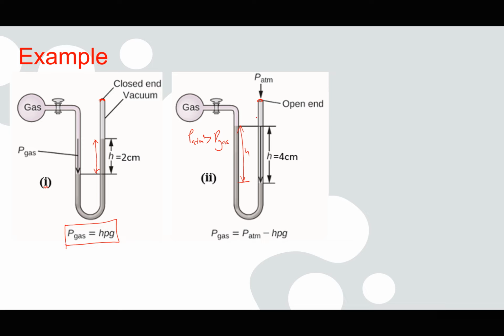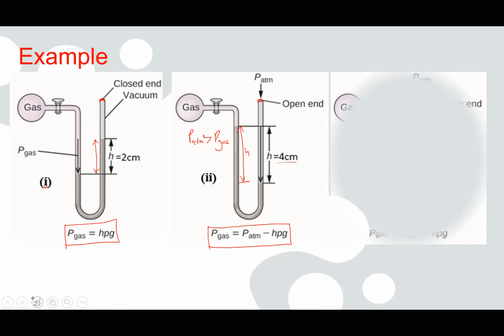So because the pressure of the atmosphere is greater than the pressure of the gas, to get the pressure of the gas, we must take the pressure of the atmosphere minus the excess pressure. That's why the pressure of the gas is going to be the atmospheric pressure minus the pressure due to the height h, which here has been given as 4 centimeters.